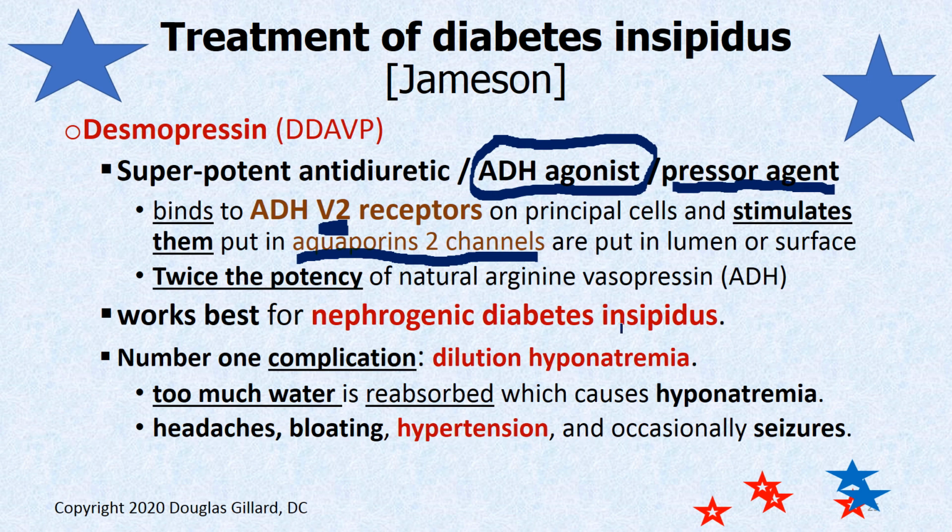Works best for nephrogenic diabetes insipidus. And so you could see that the number one complication would be that it works so good that you can overdilute. You can have too many water molecules. So you develop hyponatremia, which means not enough sodium. So that's the main problem there.